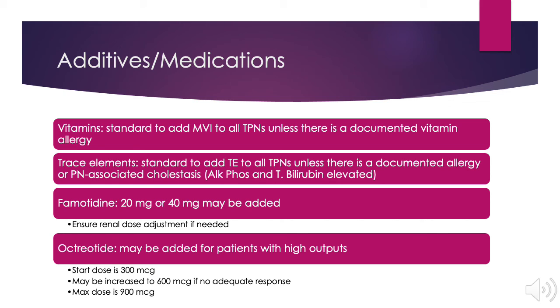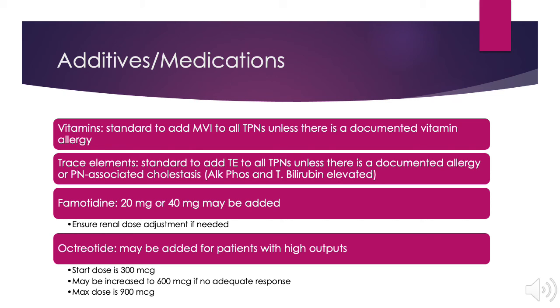There are instances where we would like to also omit trace elements, and this is due to perhaps parenteral nutrition associated cholestasis. Parenteral nutrition associated cholestasis is most often found with elevations of alkaline phosphatase and total bilirubin.